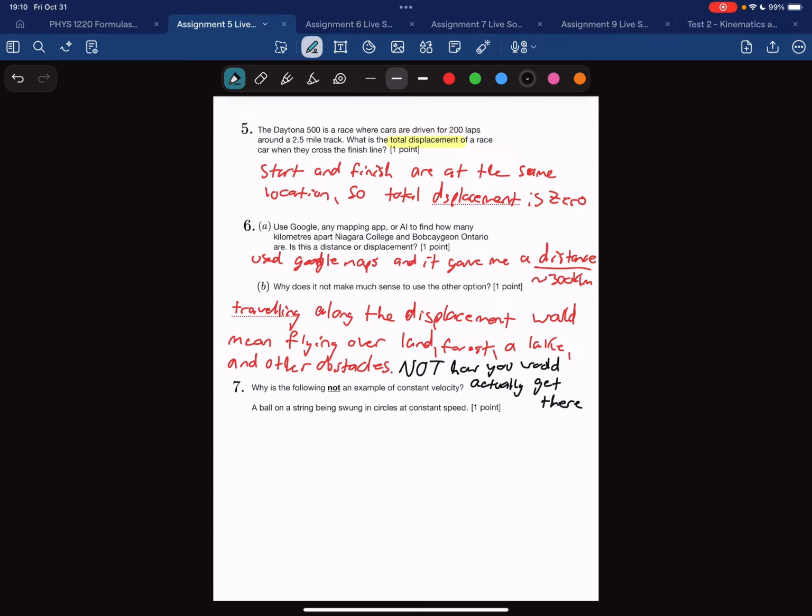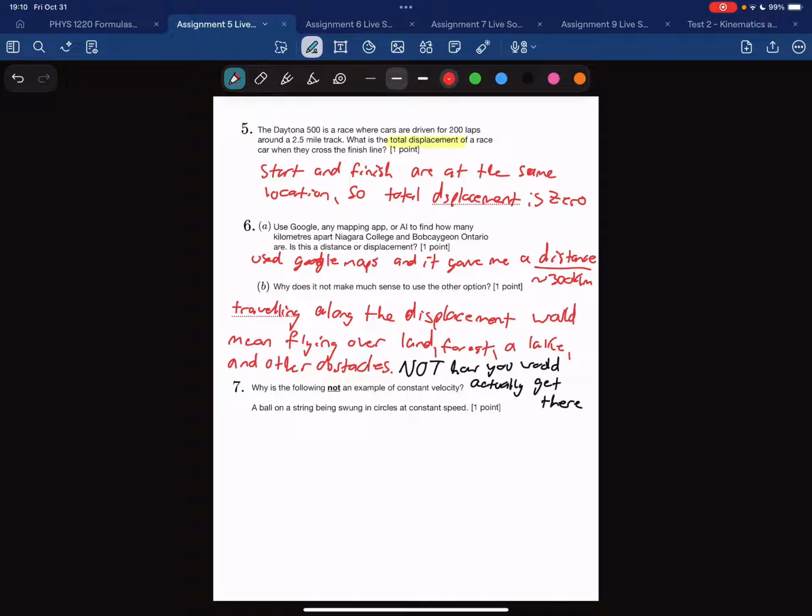but a displacement does not make sense to use no matter what your mapping app or AI or whatever told you. Also, kudos to those of you who actually admitted to using AI, even though I told you you're welcome to use it. So thanks. Anyway, number 7.